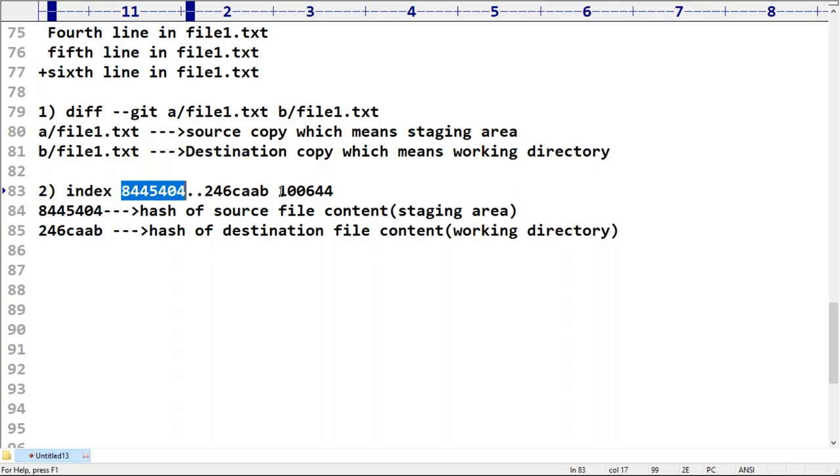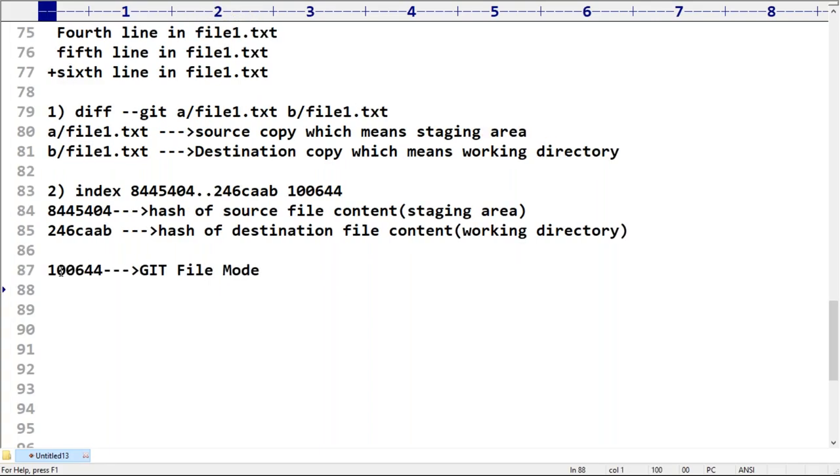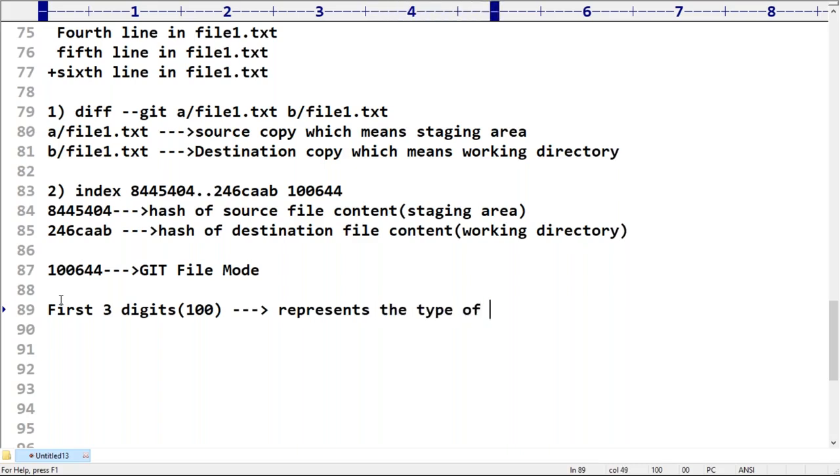Okay. Next, what is this content? This is called git file mode. Now observe the first three digits, 100. Three digits means 100 represents the type of the file.